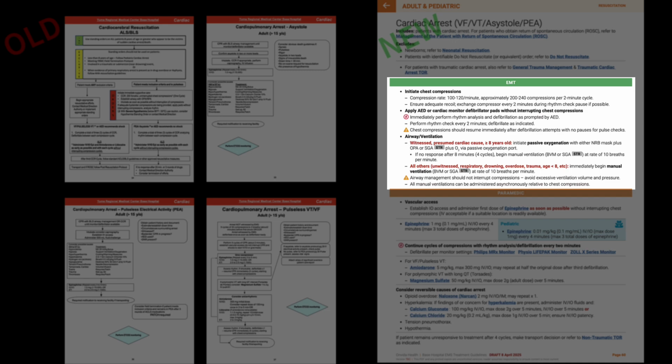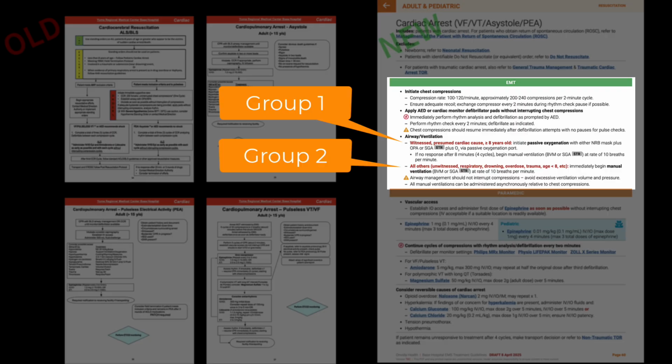Now here is where we have to decide what category this patient should be in, because this will determine whether you should continue with passive oxygenation or start manual ventilations with a bag valve mask. The next bit of good news here is that the factors you use to decide this are much more clear. Here they are shown in bold red.